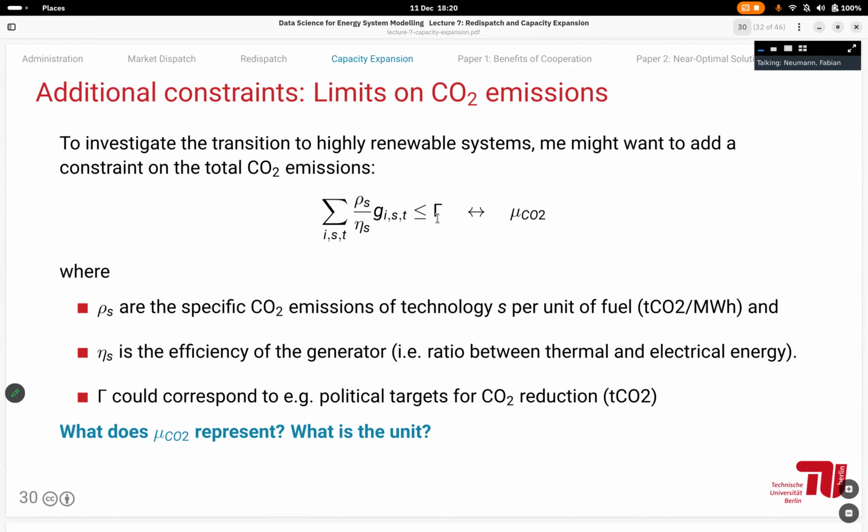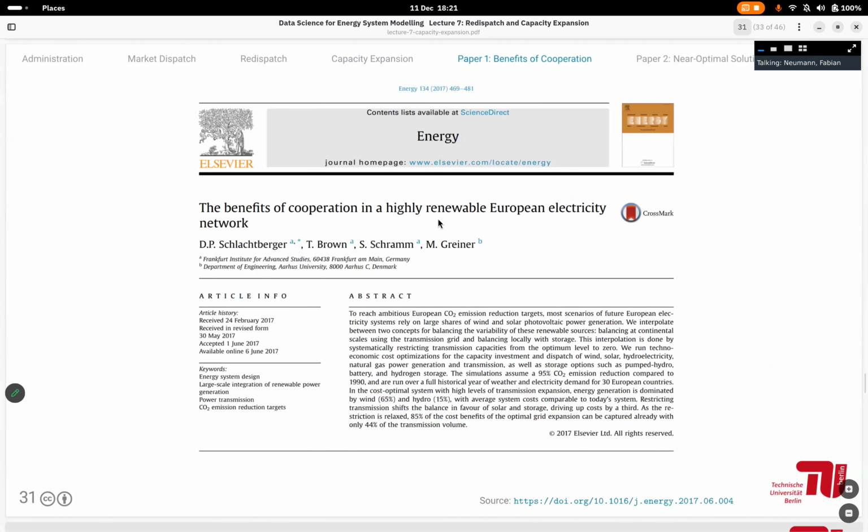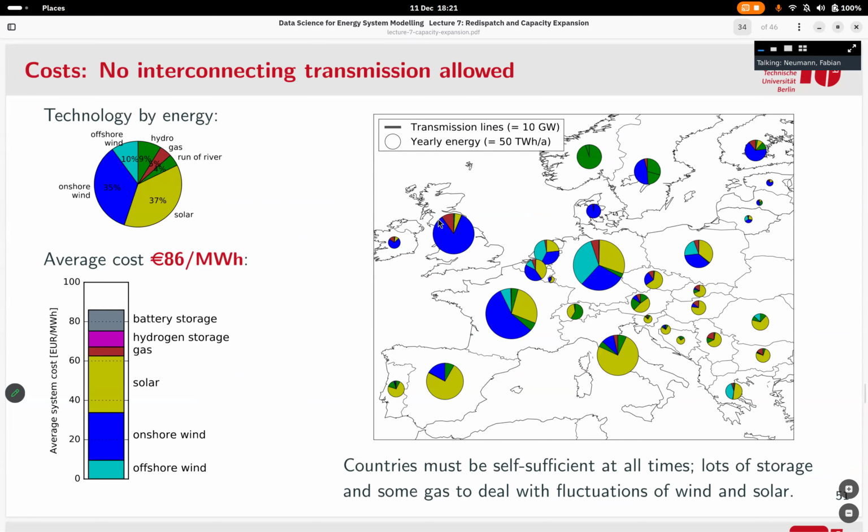I brought 2 more examples. One very basic example, and then one study I did at some point that is maybe a bit critical of all this cost optimization. And this is one study that Tom Brown did with a couple of other people before I started, or actually roughly around the time I started modeling with PyPSA. But I think it's a neat study because you can still follow most of the things that are going on.